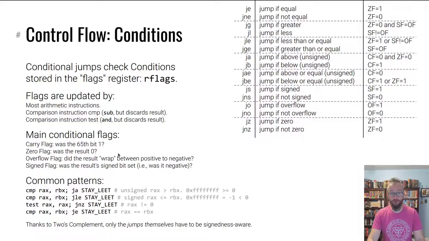That would also set the overflow flag. Did the result wrap between negative and positive? So FF is negative in 2's complement, you add 1, it wraps around to positive.